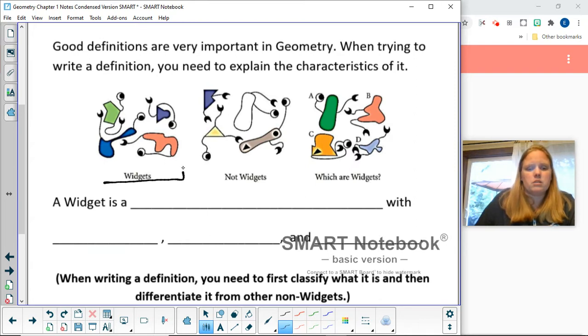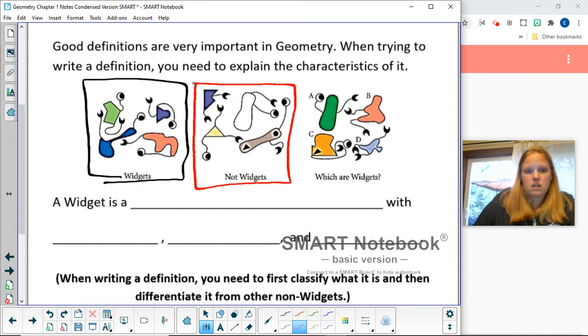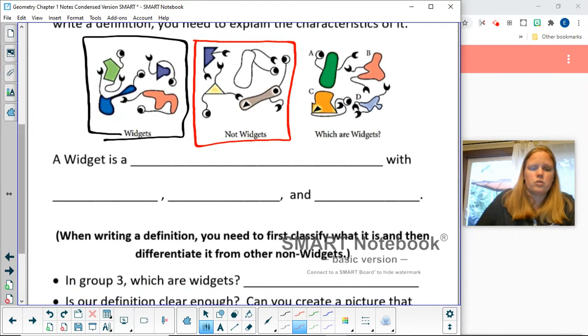So here are examples of widgets. And then these ones here in red are not widgets. And we need to write a really clear definition. So if you were to try to write a definition for this, what would you write? Okay, now before I write my definition, if I'm looking at these two examples, I can see widgets are little body type things. They've got this eyeball. They've got a little claw. But over here, this is a wiggly type body thing with an eyeball and a claw. So why isn't it the same?